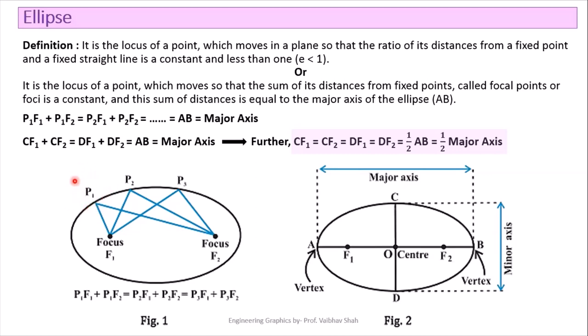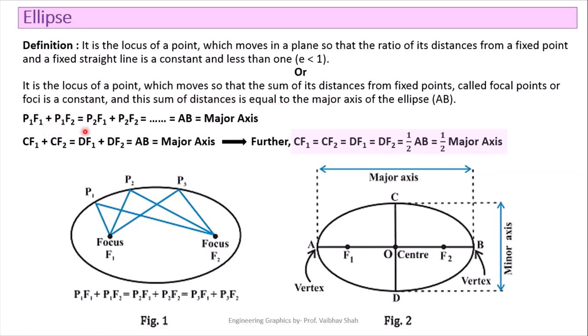So let us take for example the point P1. The sum of the distances of this point P1 from focal point F1 and focal point F2 can be defined as P1F1 plus P1F2. The distance from focal point 1 is P1F1, and the distance of P1 from focal point 2 is P1F2. So the sum of its distances is constant for any other point, like P2: P2F1 plus P2F2. Likewise, we can define it for any number of points, which must be a constant, and the sum of these distances is equal to the major axis of an ellipse.